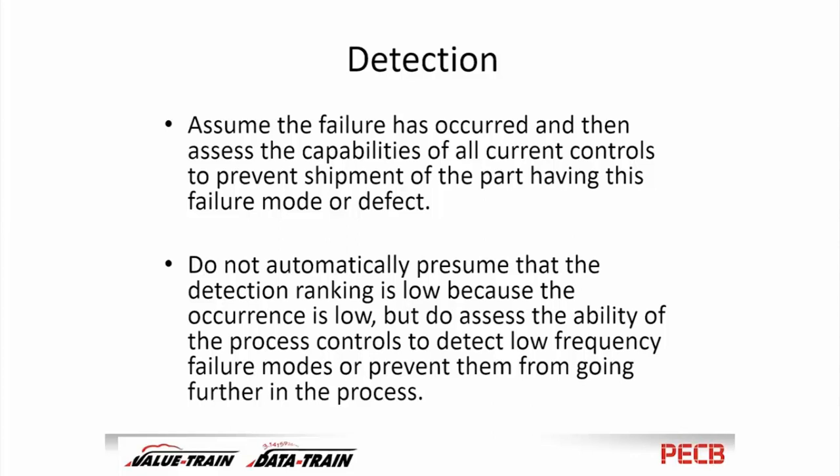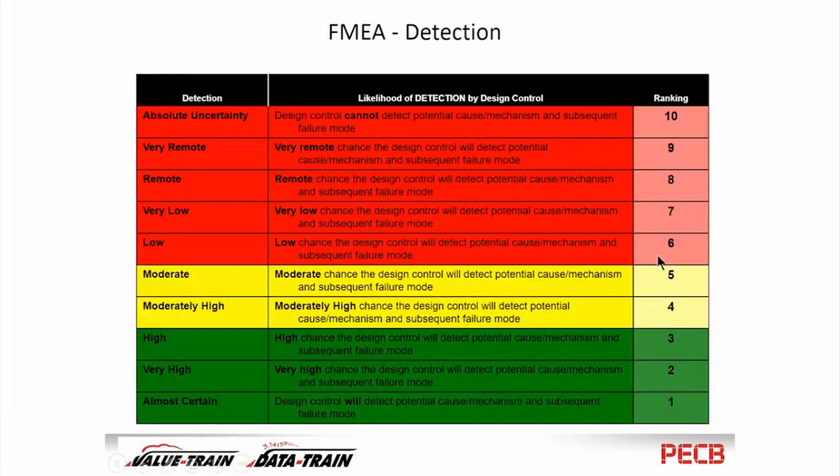So the likelihood of occurrence could be very low. It doesn't happen very often, but it can be very easy to detect, or the other way around. It can be highly likely to happen and virtually impossible to detect. So they're not really related to each other. That's why we have to analyze them independently.